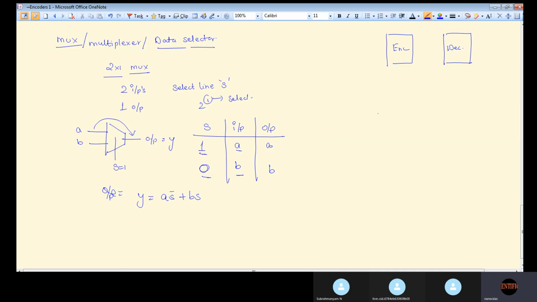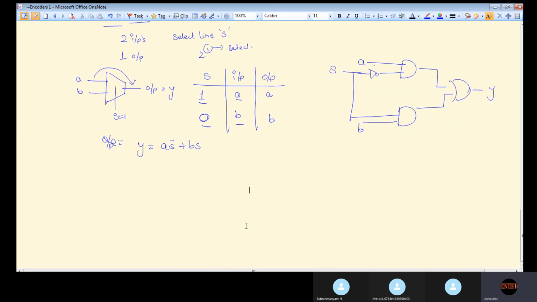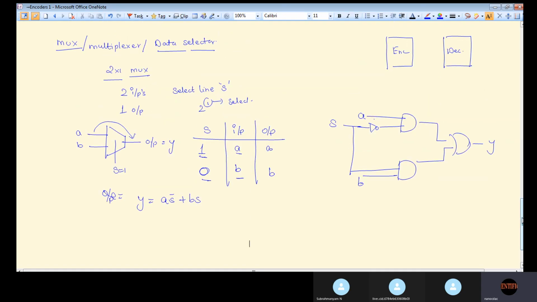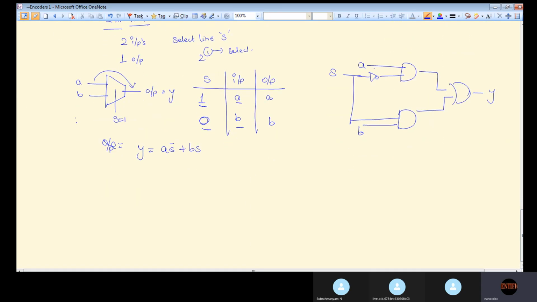How do you design this multiplexer? Tell me how you would design it. You require 2 AND gates and 1 OR gate. This is your Y. The inputs are A and S bar, and here you have B and S. Y is equal to A S bar plus BS. This is your 2 by 1 multiplexer. And coming to 4 by 1 multiplexers, how do you design a 4 by 1 mux?